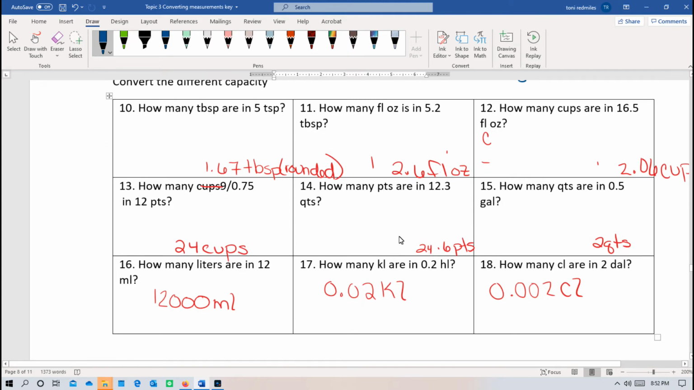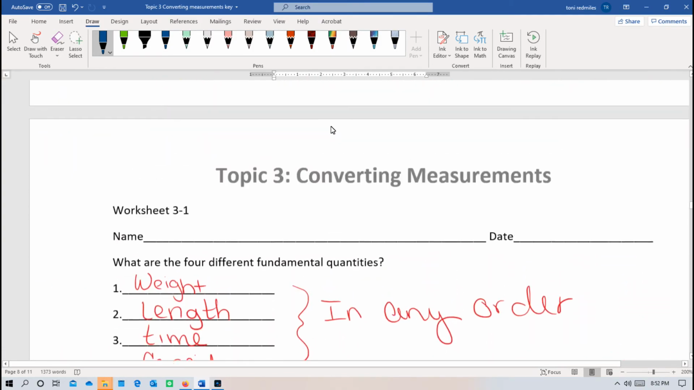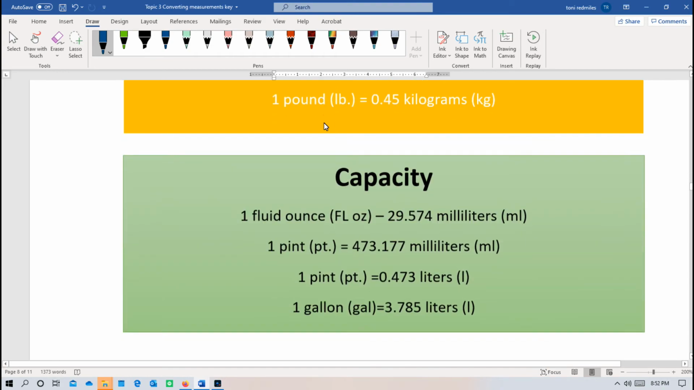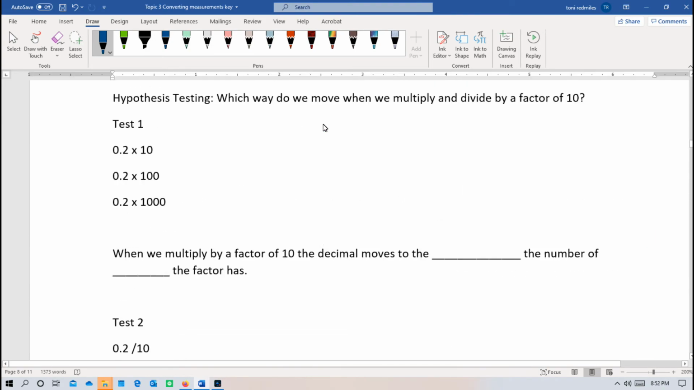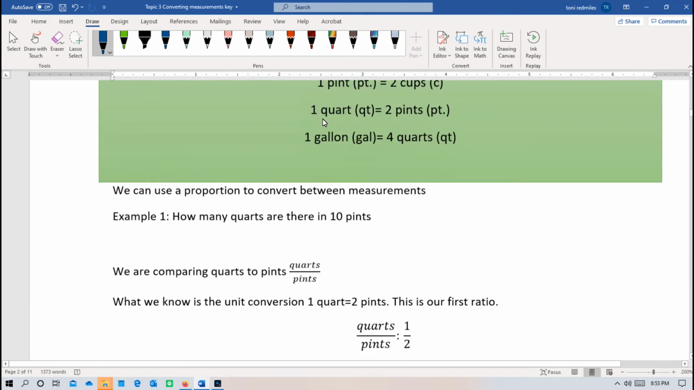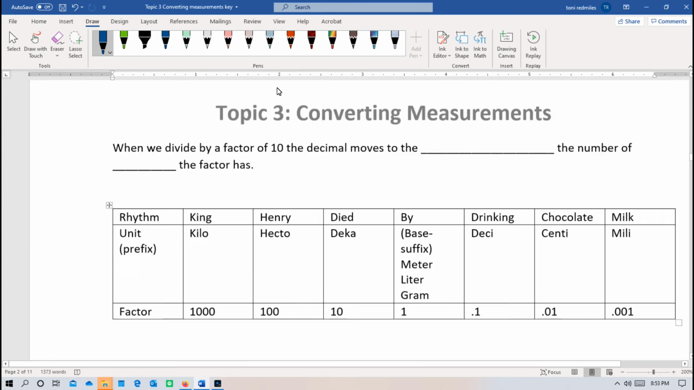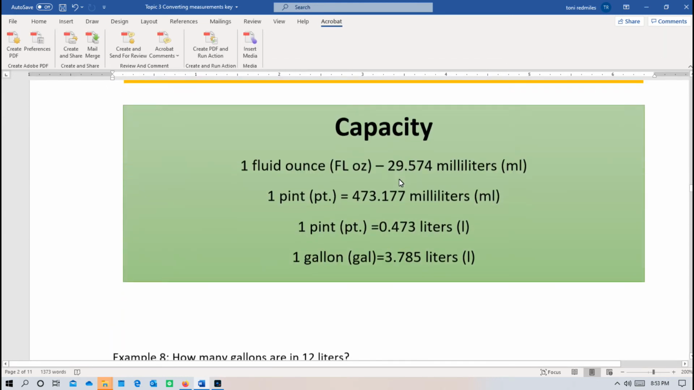All right, so now we're going to do some capacities. Let's see how many tablespoons are to a teaspoon. Let's go up here to the top. 1 tablespoon equals 3 teaspoons. I hit something.